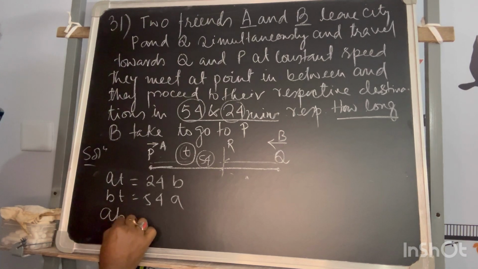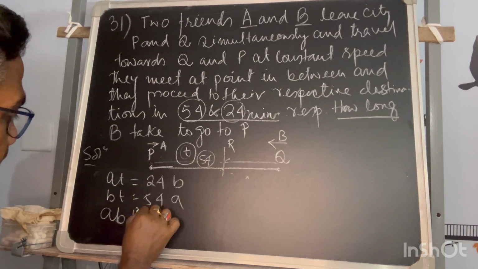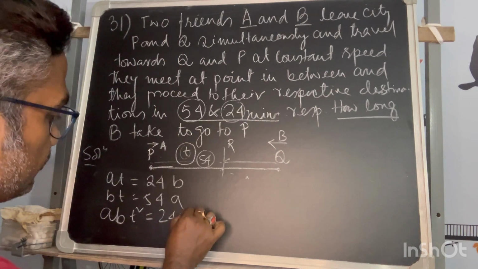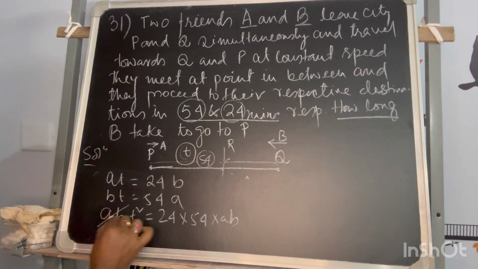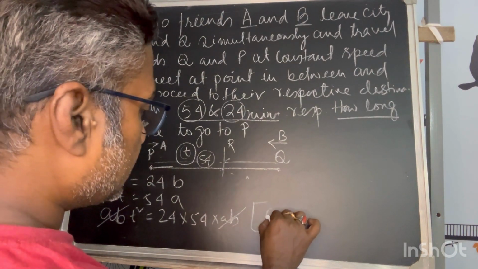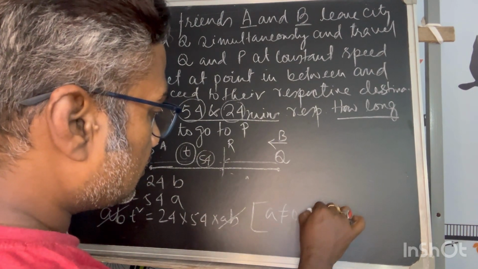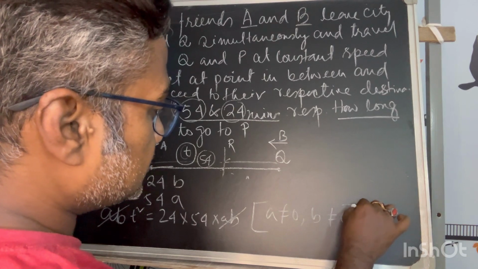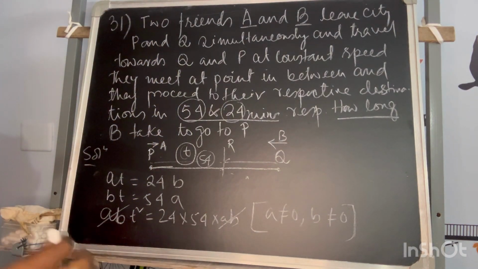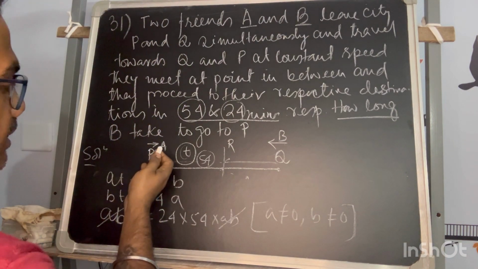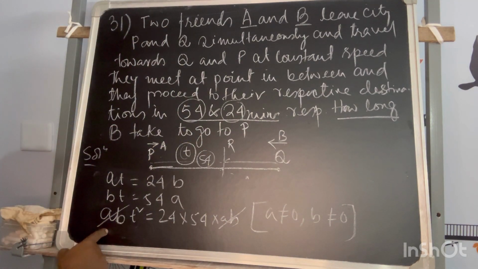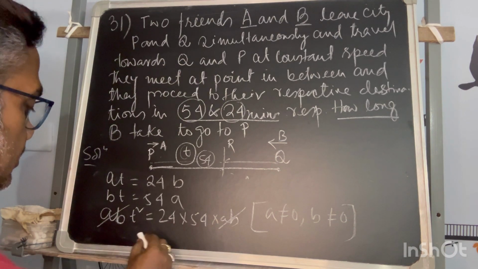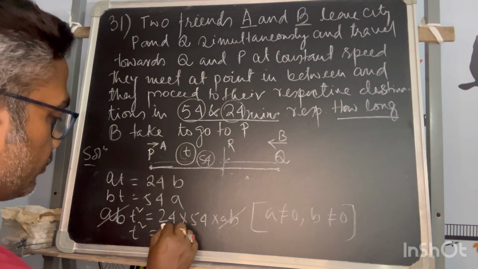So what I will do, I will get AB T square, and here 24 into 54 into AB again. So AB can be cancelled out, since neither A is equal to 0 nor B is equal to 0, because those are the values signifying the velocities. If they are actually moving, this cannot be 0. So in that case, these are the real values, and the real values can be cancelled out on both sides. So ultimately T square is equal to 24 into 54.